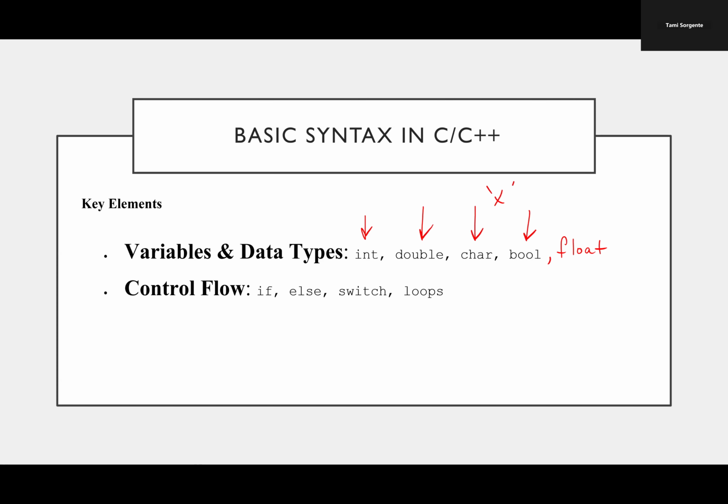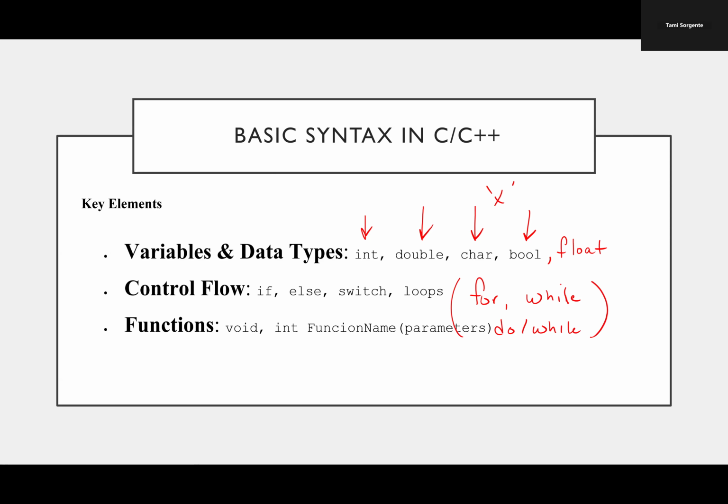For control of flow, you have if, else, and switch. We will learn about these in a couple of modules. Loops: you have for loops, while loops, and do while loops, which we will learn more about, including their syntax and how to use them.